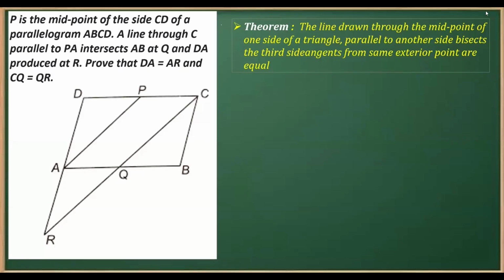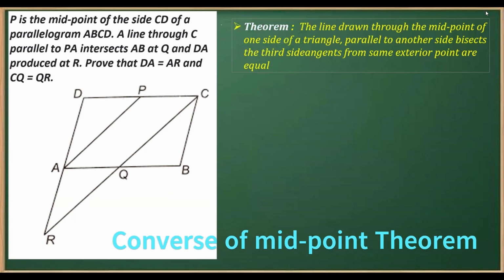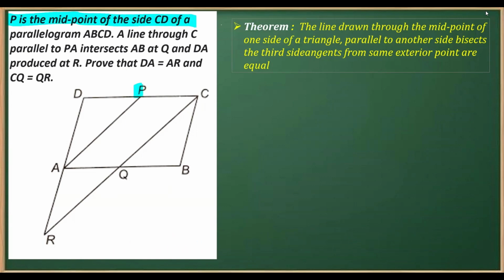We have one question from the chapter quadrilateral that is based on the converse of the midpoint theorem. So let's first read the question. It says that P is the midpoint of side CD of a parallelogram. As you can see, ABCD is a given parallelogram.